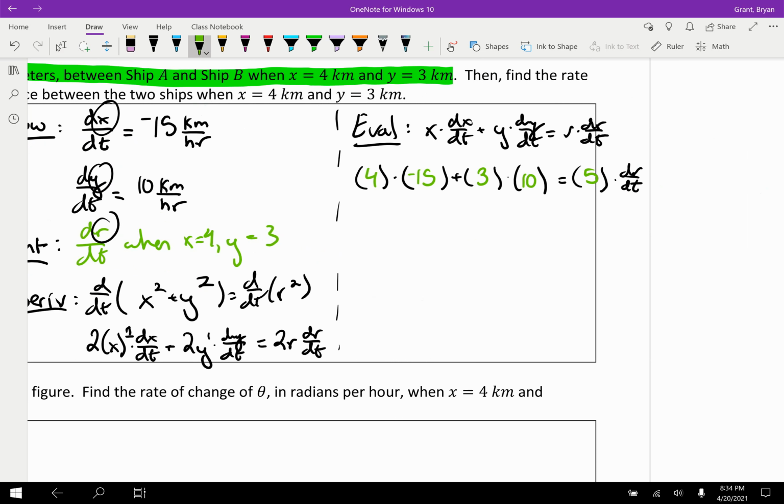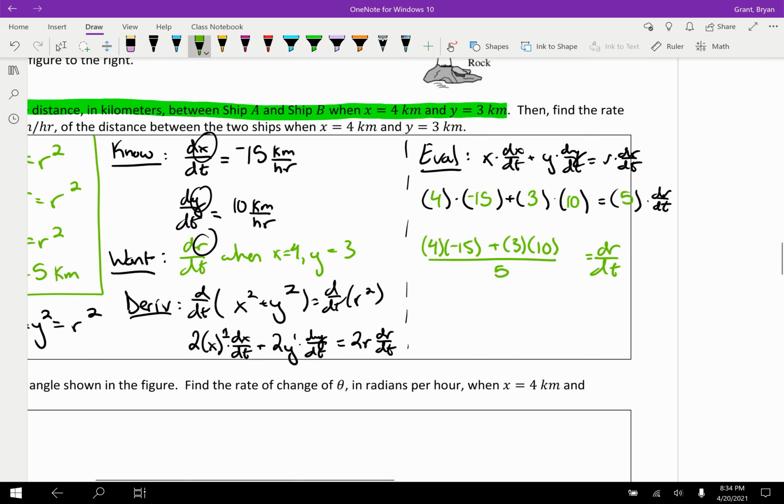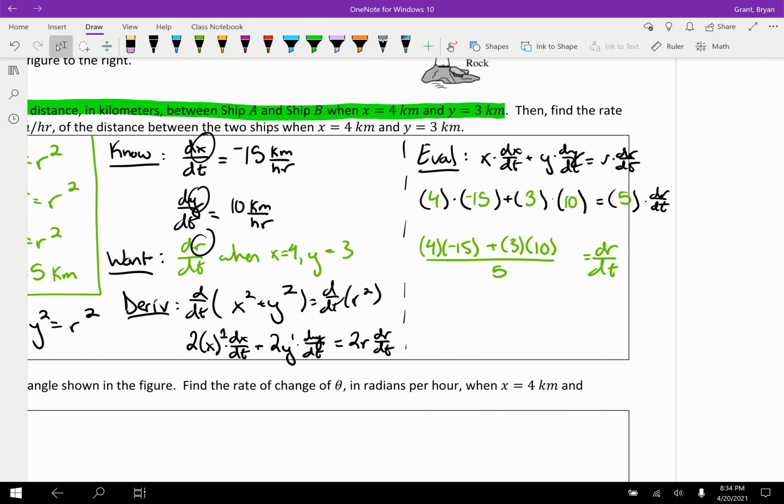No math here. This is probably a no calculator active problem, so my final answer, 4 times negative 15 plus 3 times 10, all divided by 5, equals dr dt. I should have left a gap. It's always good to indicate units. General rule of thumb is if there are units in the problem, then you should probably put units in the answer. Now, they won't dock you here because they would say indicate units in your answer, but I'm going to put them anyways. R is in units of kilometers, and T is in units of hours. And we're done.